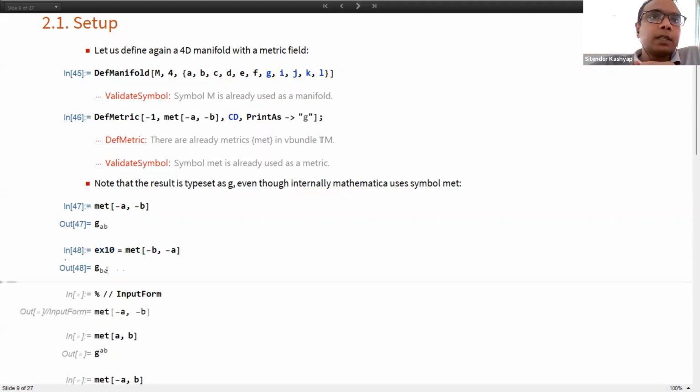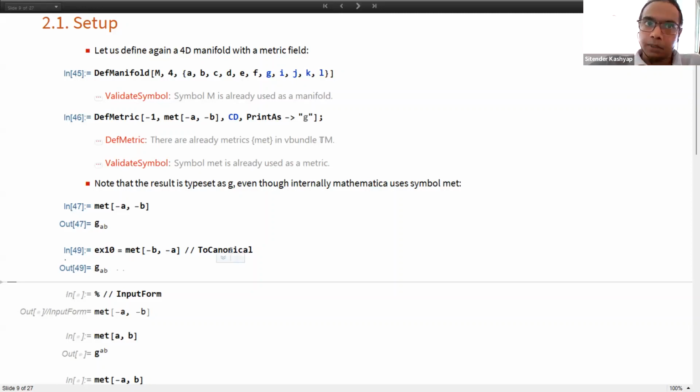So what ToCanonical does, for example, is it will rearrange the indices in a lexicographic setting. That is, a should come first, b should come second. Let's see what has happened. It has exchanged the indices. Even though I had entered it as b and a, now it has made it a and b without any sign because it knows that metric is a symmetric tensor. So this is one example.